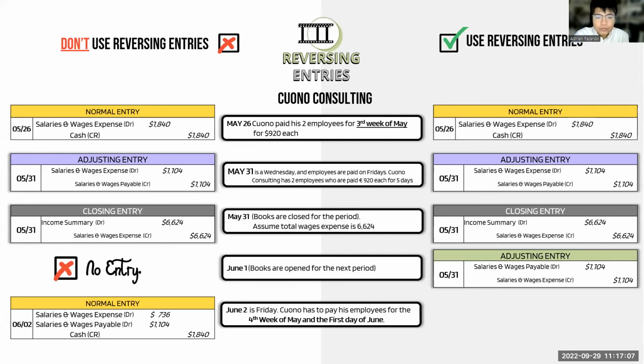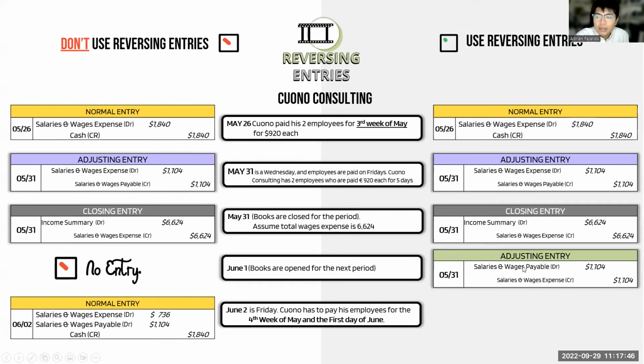And therefore, the compound journal entry without the reversing entry would be salaries, wages, expense 736 to recognize the expense for 2 days, meaning the Thursday and the Friday. And then debit, salaries, wages, and payable representing the liability of the previous period, meaning the Monday, Tuesday, Wednesday, until May 31 of 1,104. And that was what you gave in cash, right? Which is credit cash 1,840. So this is the one that has no reversing entries.